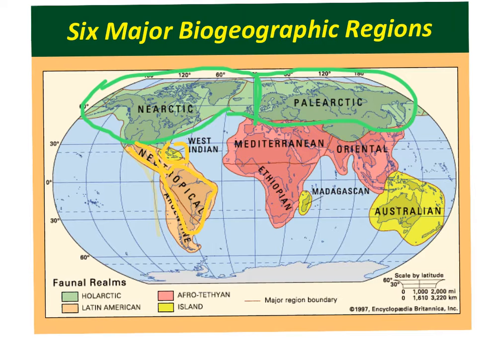And then the Afro-Tethyan includes this, and includes the Mediterranean, Ethiopian, Oriental, and then finally we've got, we'll say, Australia and Madagascar, that have distinct floras and faunas. Okay, so this is what we find today, and a lot of the reason we find certain things in certain locations is because of history. Obviously, very old history, hundreds of millions of years, and then also current conditions and current processes.